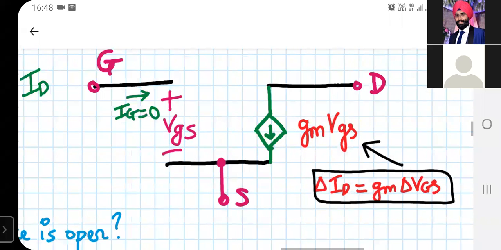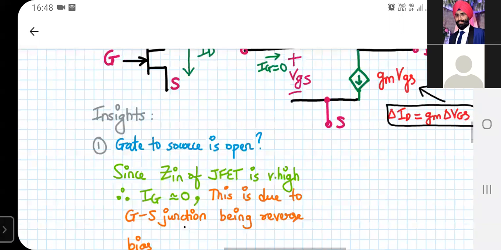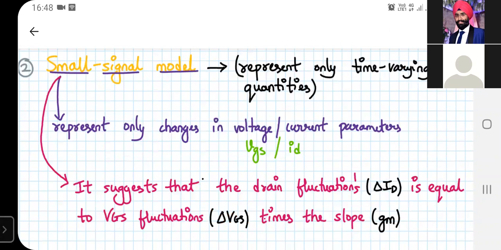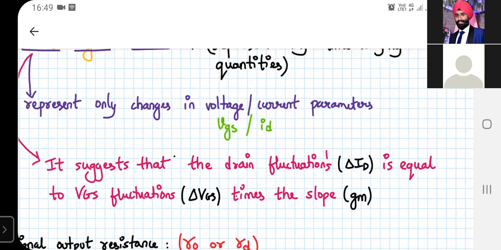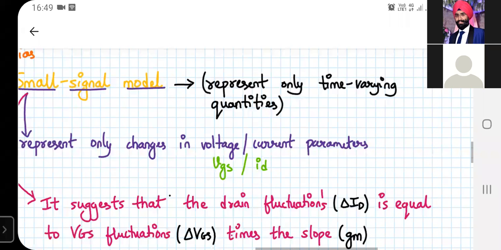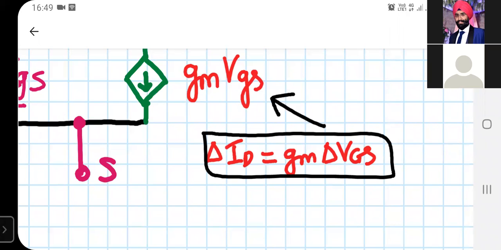Okay. So remember, the small signal model, or whatever you want to call it, the hybrid pi model, represents only the changes in voltage and current parameters. That is small vgs and small id. And this small signal model suggests that your drain current fluctuations are equal to the VGS fluctuations times the slope, that is gm. So what we are saying is this only: your drain current fluctuations are equal to the gate to source fluctuations times the slope, and this gm is almost a constant value. That's what we are relating.